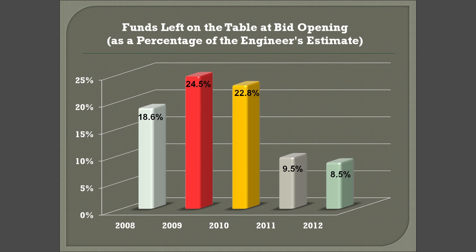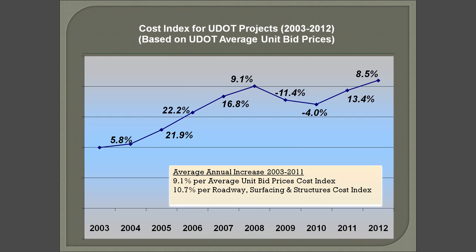And so when 2011, 2012, when we started to really track those costs, we were able to squeeze that number of that money left on the table to below 10%, which is a huge improvement. So this next slide shows us the trend in costs. And this is from asphalt and concrete and just kind of the major bid items that UDOT tracks.